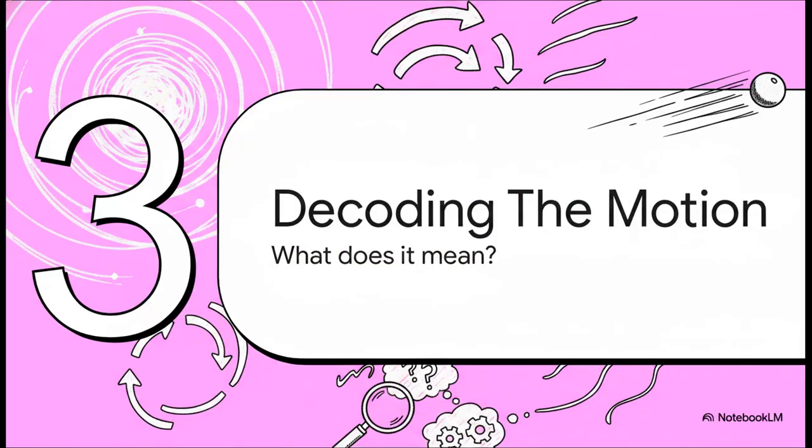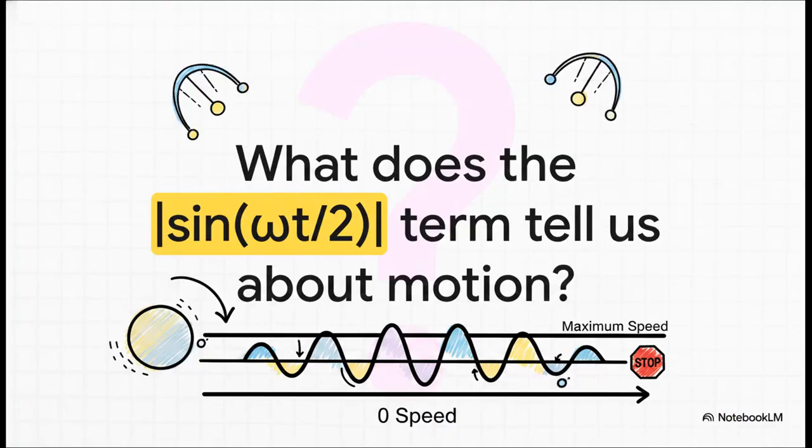So we've done the math, but the math is just a language, right? We need to translate it. What is the physical story this equation is telling us? Getting from the equation to what's actually happening is the whole point of physics. So let's really think about this. The speed is basically controlled by this absolute value of sine. We know sine bounces between -1 and 1, so the absolute value of sine is going to bounce between 0 and 1. This means our particle is constantly speeding up and slowing down.